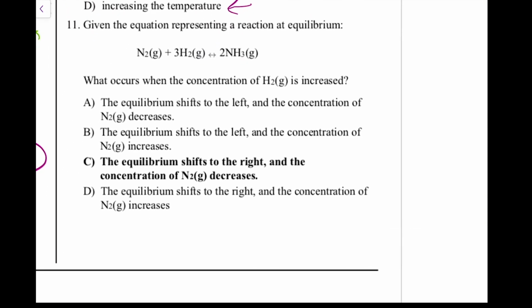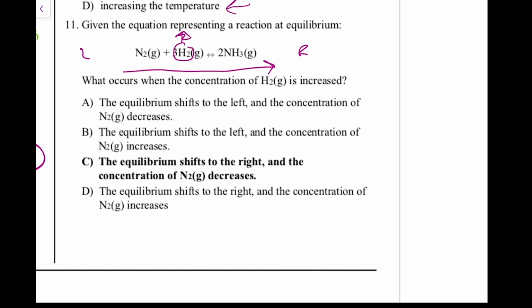Number 11, given this equation, what happens when you increase H2? So when you increase H2, again, don't look at the answer choices first, just figure out what happens. So that means we are going to shift towards the right, which means that N2 is going to be used up and NH3 is going to be increased. So if we look at the answer choices, it says shift to the left. That is wrong. We know we have to shift towards the right. And then it says if we're talking about N2, N2 goes down, and that is C.